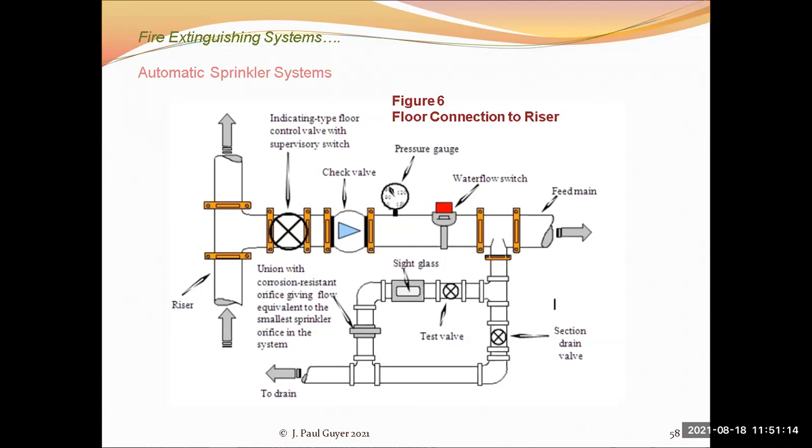Check valve to prevent backflow. The water flow switch there, that's the key sensor of whether or not water is flowing in the pipe. If water is flowing, that means one or more of the sprinklers on that floor have opened and are discharging, and therefore putting two and two together, that means there's a fire on that floor. And that's what sends the signal to the alarm panel down on the first floor, the firefighter panel, and it sends a signal to the firehouse saying there's a fire in this building.